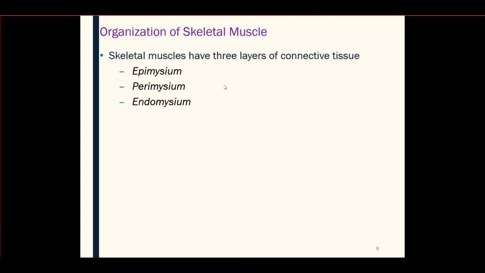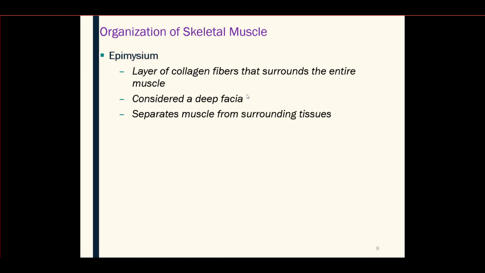These are connective tissue wrappings associated with the muscle. Let's take a look. So the first one is the epimysium. And just so you know, some people say epimysium, perimysium. That's fine, I guess. I usually pronounce it mysium. That was the way I taught. It's the way I understand it to be pronounced. But I do hear people saying epimysium.